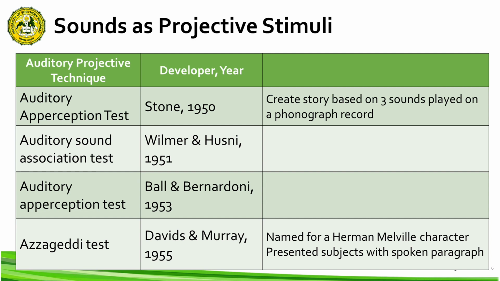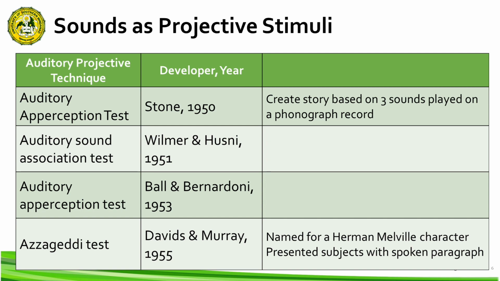Other researchers produced similar tests, one called the Auditory Sound Association Test developed by Wilmer and Husney in 1951, and the Auditory Apperception Test developed by Ball and Bernardoni in 1953. Henry Murray also got into the act with his Azzageddi test that is named for a Herman Melville character. Unlike other auditory projectives, the Azzageddi presented subjects with spoken paragraphs.